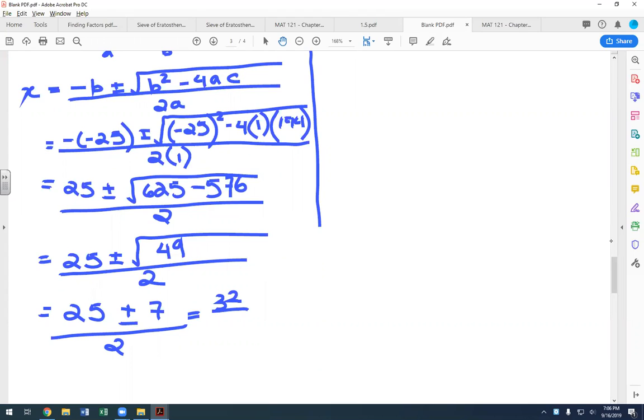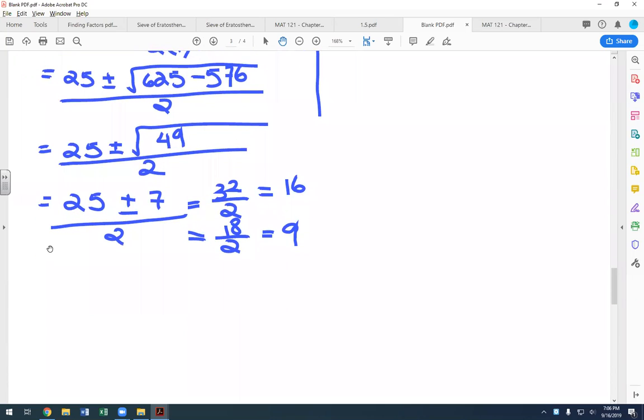When I add, that will be 16, or subtract 7 will be what, 18 over 2, which is where the 9 is coming from. So you're coming up with 2 solutions, 16 or 9, and you've got to check which one is going to be the extraneous one.